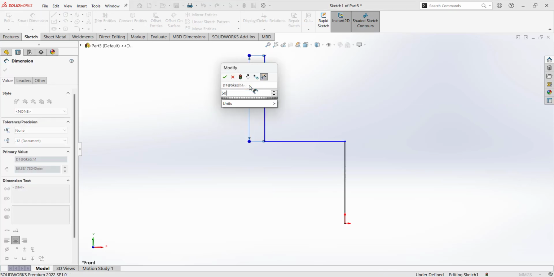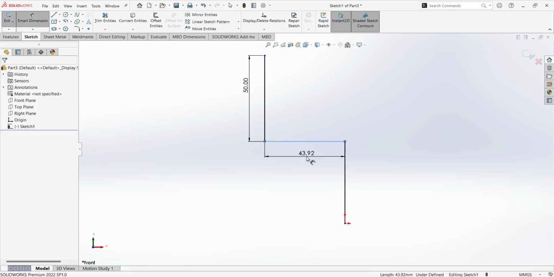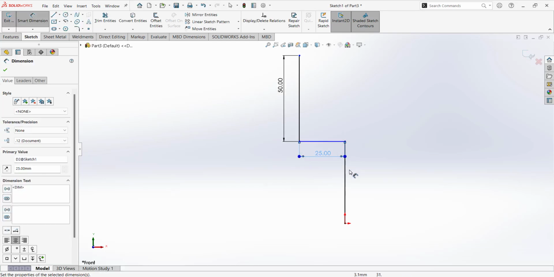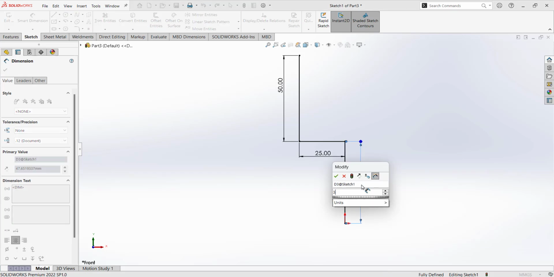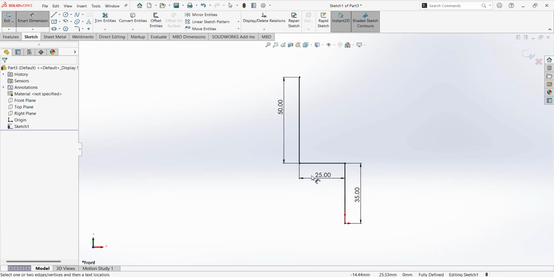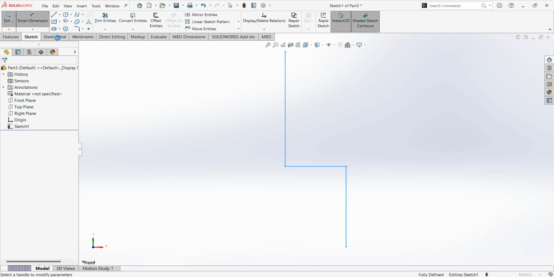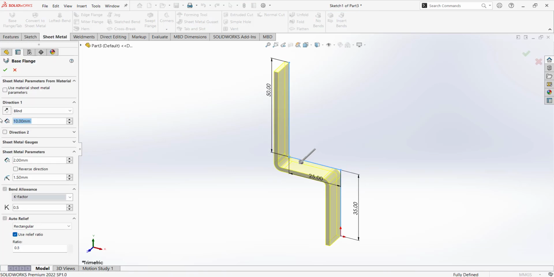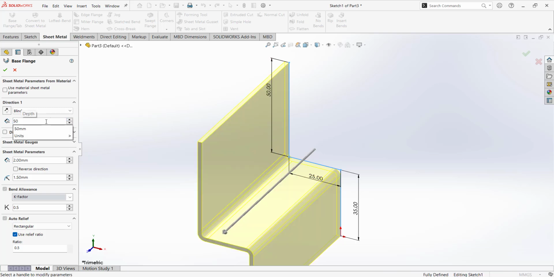Provide the dimensions required. I'll say it 50 mm. This one has 25 mm and the other one has 35 mm. Now after putting the values required, we don't need to put the fillets here as it will take the bending radius. So directly we will exit the sketch, say sheet metal and base flange. So in base flange, the first option is direction 1. We have to provide the extrude distance here. I'll take it as 50 mm.